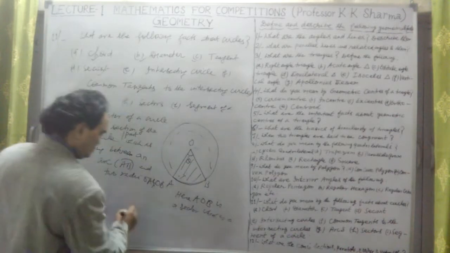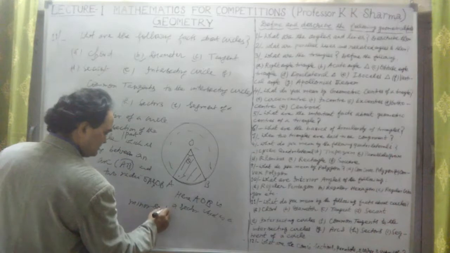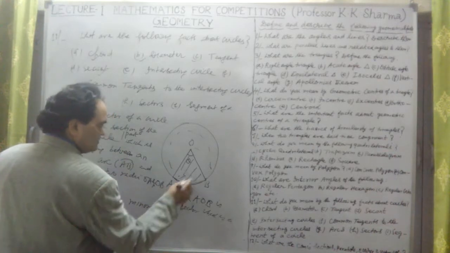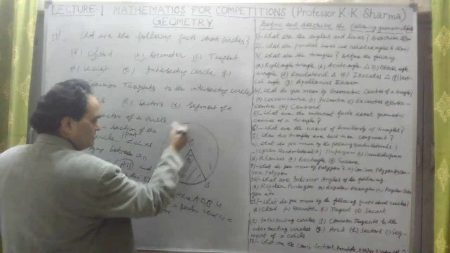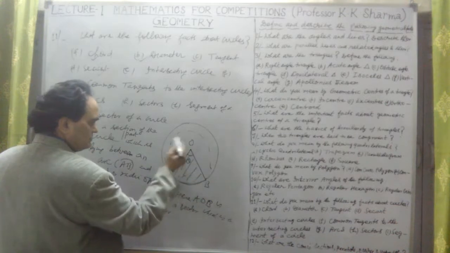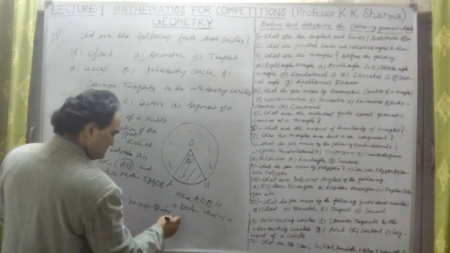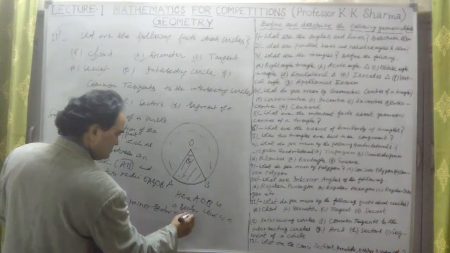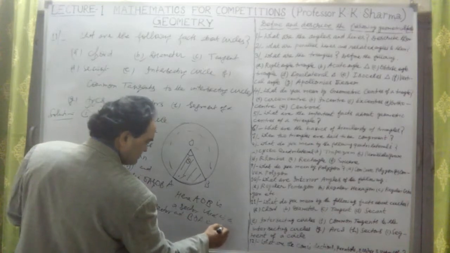which is a minor sector. But if I take this whole arc BA, then BOA, you can say BOA is a major sector. Minor sector, and BOA is a major sector.